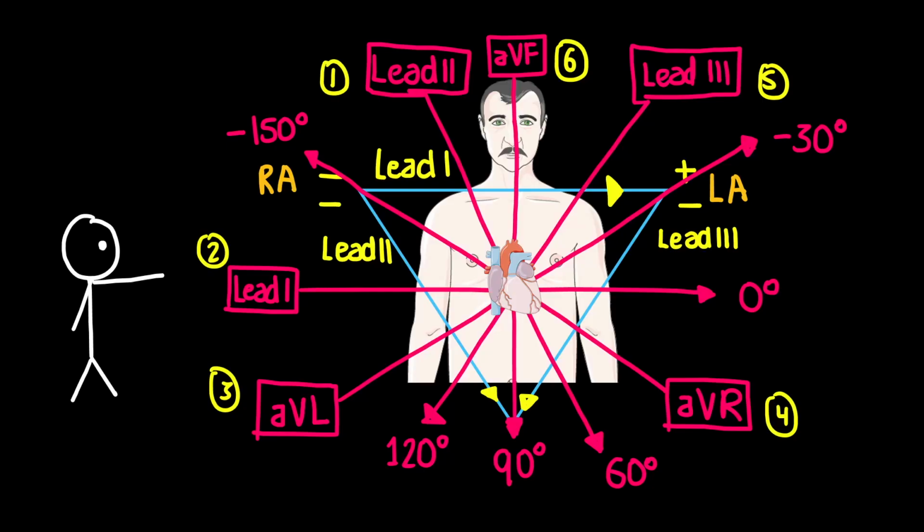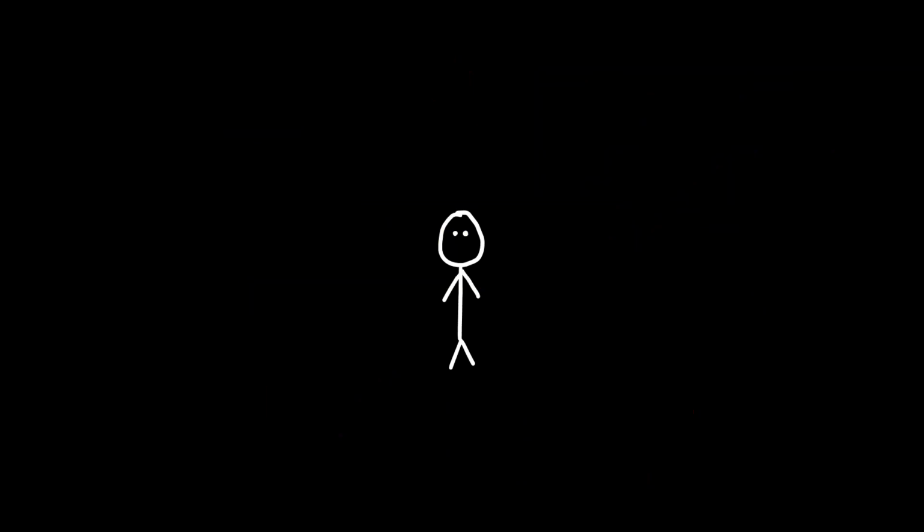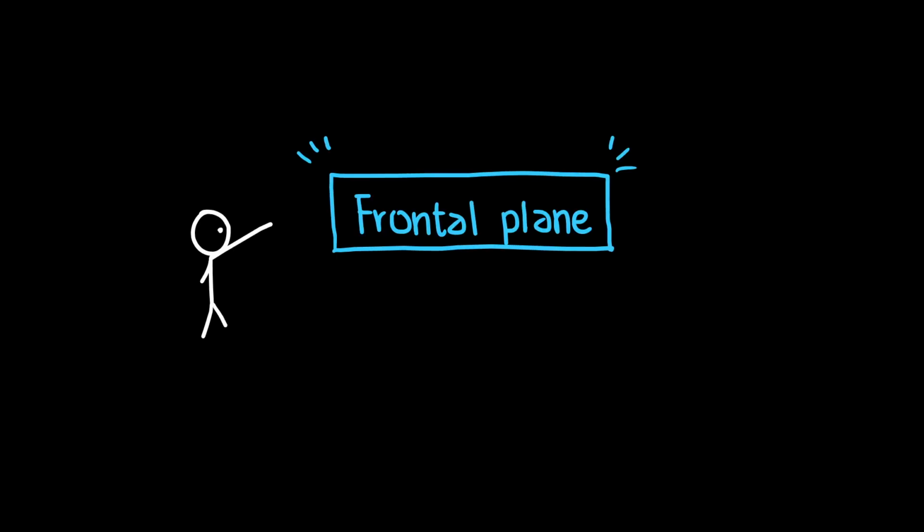In the previous lecture, we completed the 6 limb leads. Together, they made a complete clock face around the heart. This covered every angle in the frontal plane. But before we continue, there's a term we've been using that we never actually explained: the frontal plane.